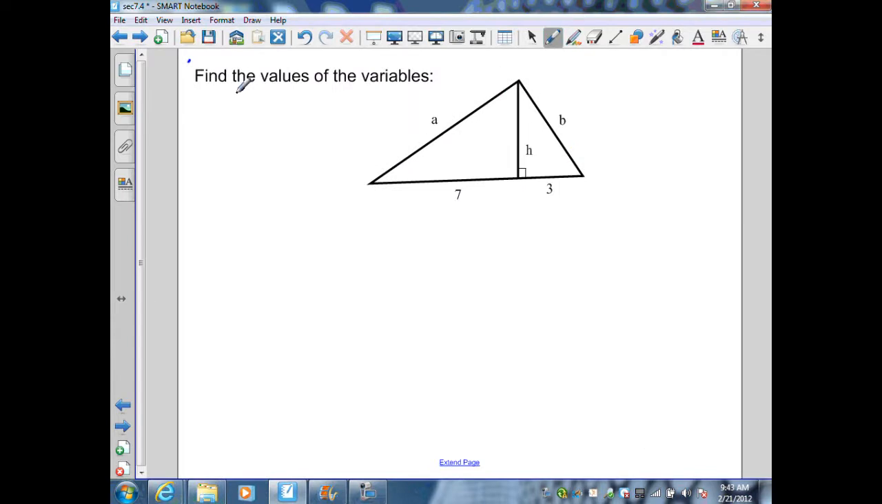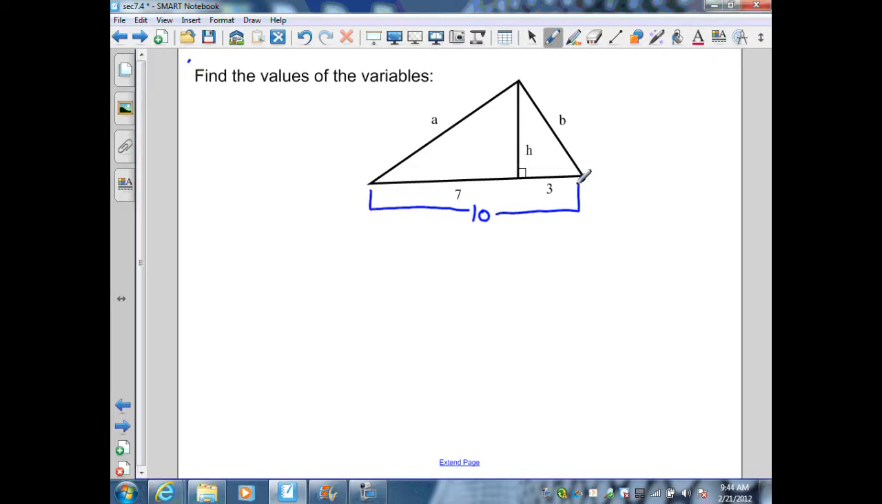Let's look at an example related to our previous two corollaries. Here they want us to find the value of the variables. I'm given a right triangle and an altitude drawn to the hypotenuse. I'm given leg A, leg B, and altitude H. I'm given a segment of the hypotenuse, measuring here 7, that is adjacent to leg A, and a segment of the hypotenuse 3, adjacent to leg B. Therefore, I do know the entire hypotenuse is 10, just adding those two segments together.